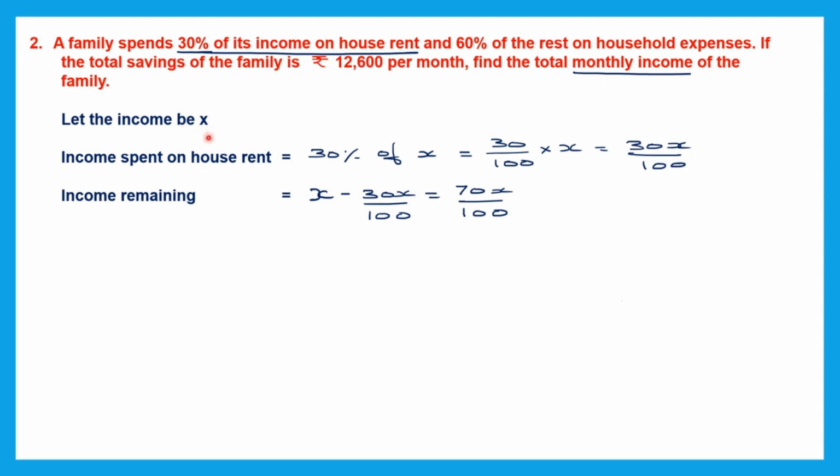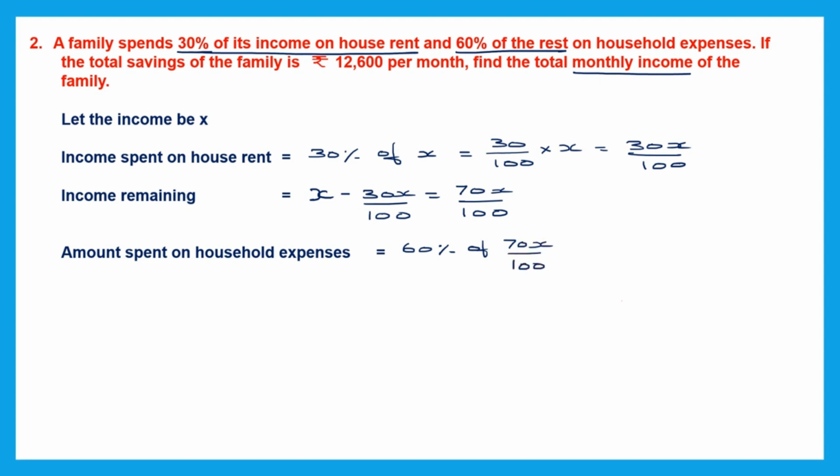So first we said let the income be X. From that some amount is spent, that is 30X by 100. So when we subtract both, what is remaining here is 70X by 100. Now we also know that an amount has been spent on household expenses, and what is that? That is 60% of the rest. And what is the meaning of rest? Remaining. 60% of the remaining was spent on household expenses. So 60% of 70x by 100, because this is the remaining.